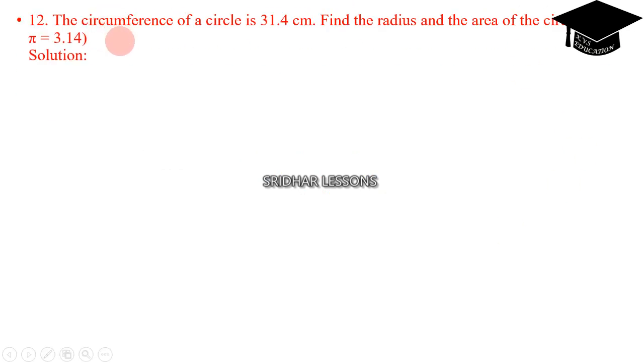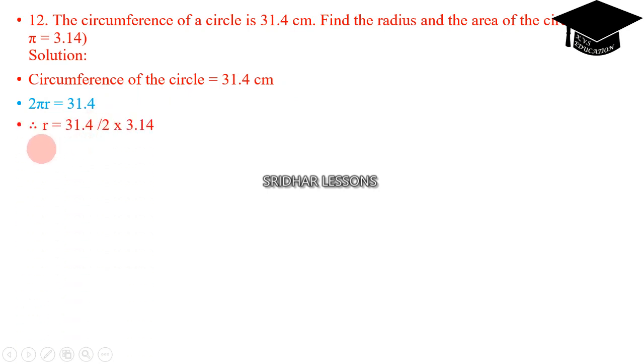Question number 12. The circumference of a circle is 31.4 centimeters. Find the radius and area of the circle. The circumference of the circle is 31.4 centimeters, it was given. And we know that 2 pi r is equal to 31.4 because it is circumference. So 2 pi r is equal to 31.4. Therefore r is equal to 31.4 by 2 into pi value 3.14.